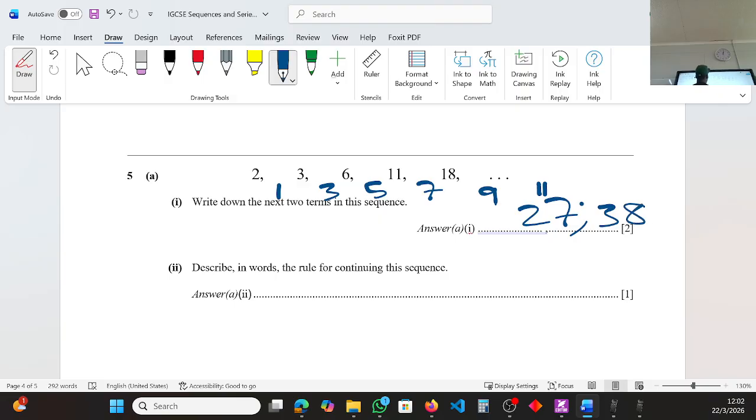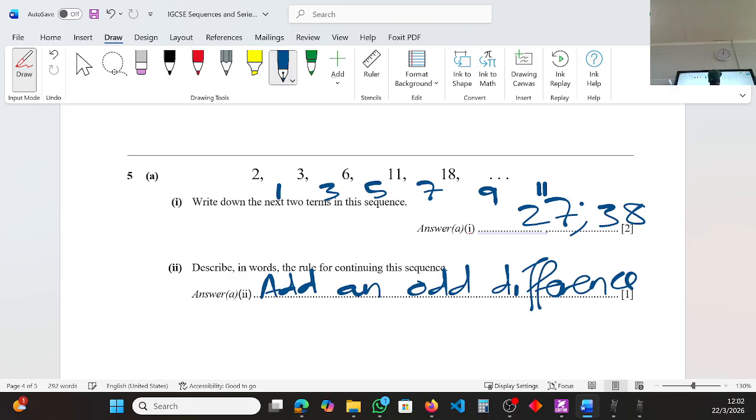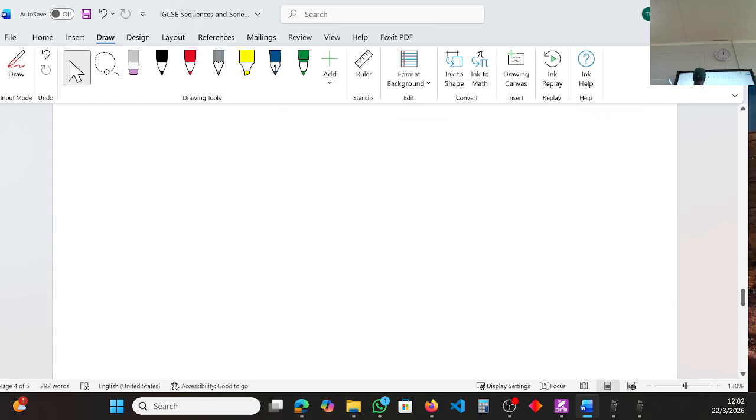Describe in words the rule for continuing this sequence. So we add an odd difference. So that's what we're doing. These are odd numbers. So that's the difference we are adding to get the next terms.